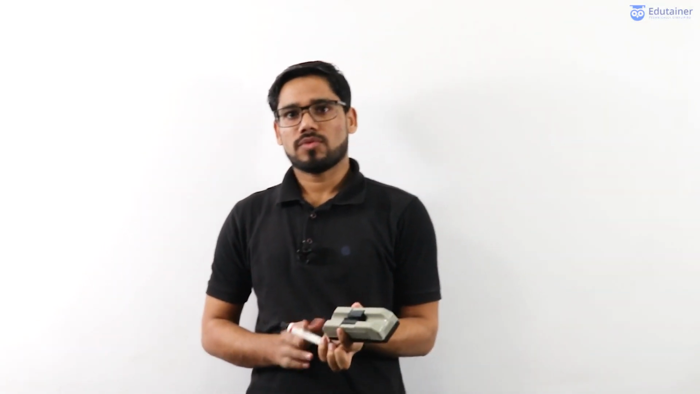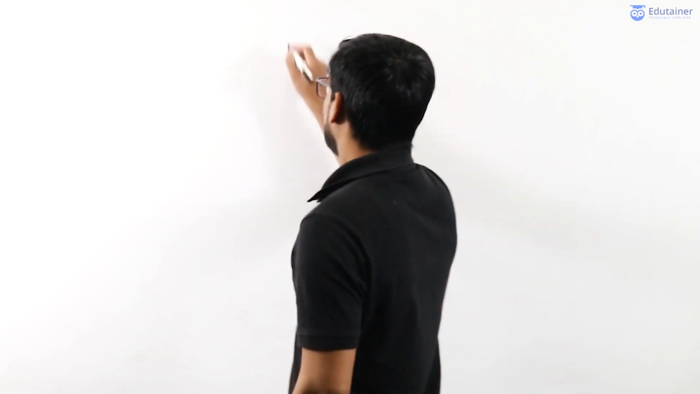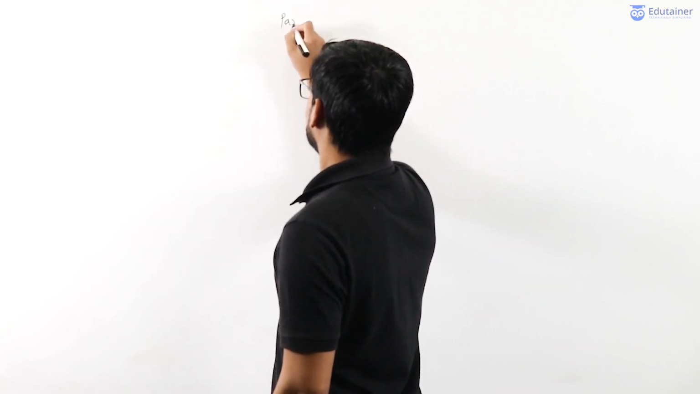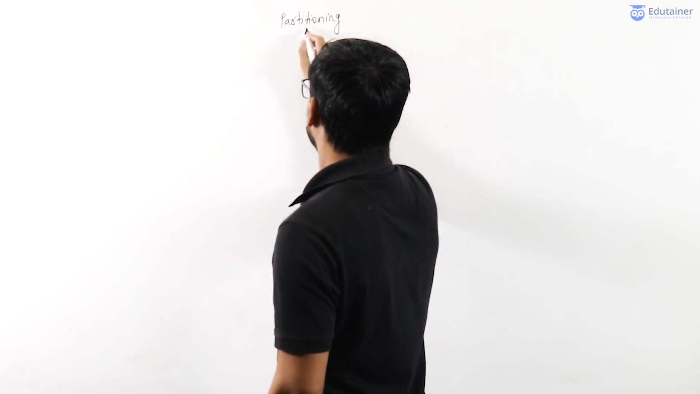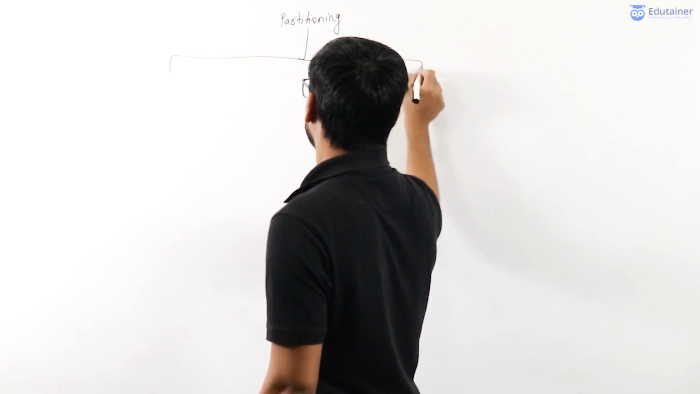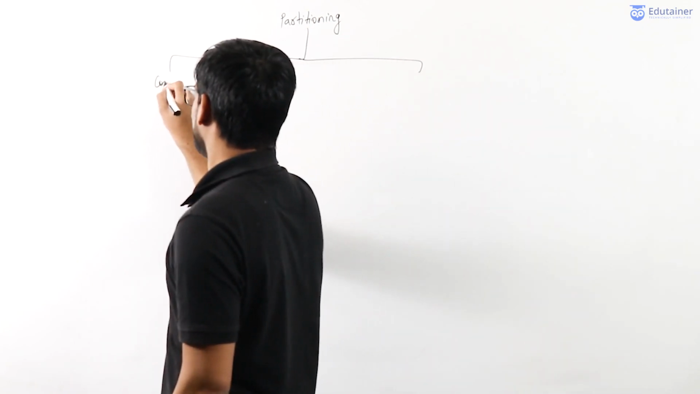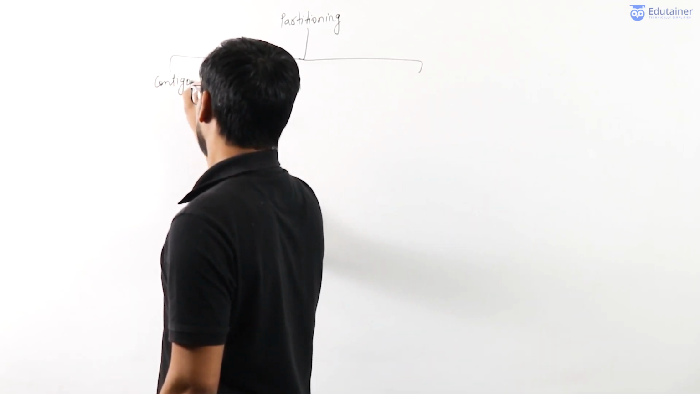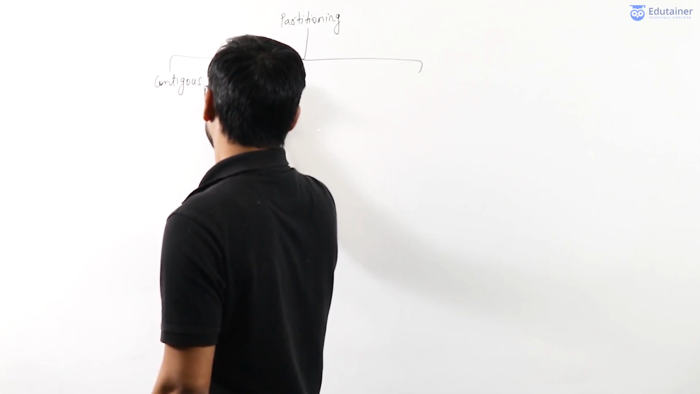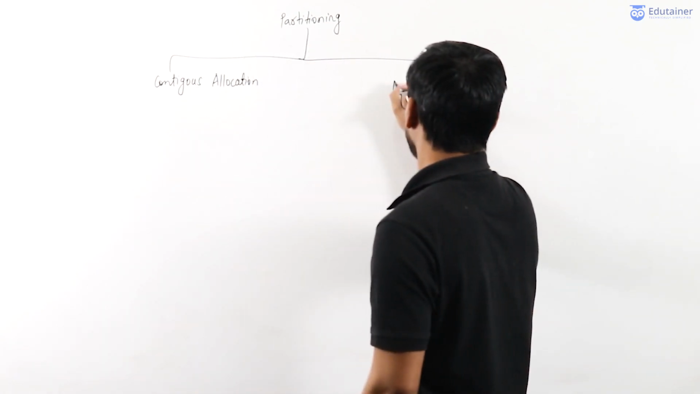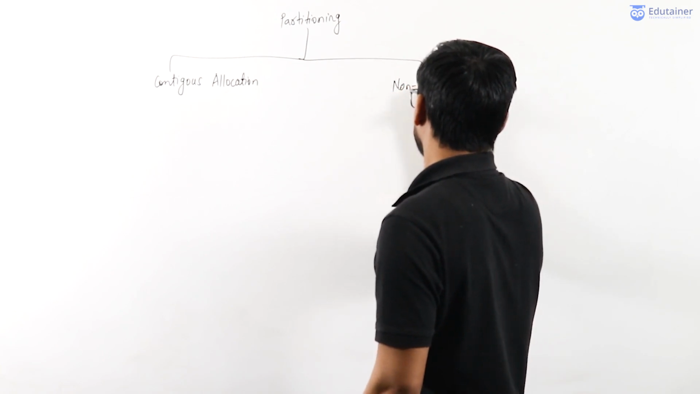Hi everyone. So let's look at the summary of memory management techniques. Partitioning is generally of two types. One is contiguous allocation. And the other one is non-contiguous allocation.